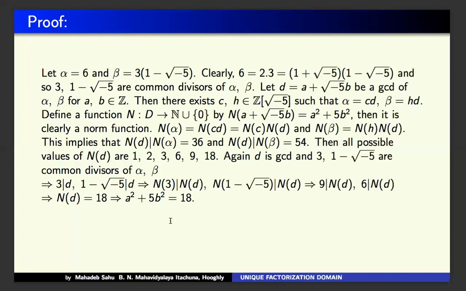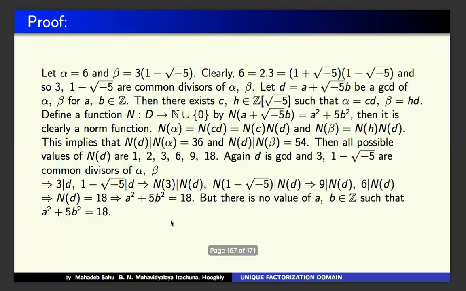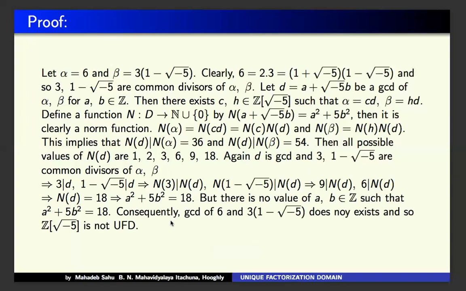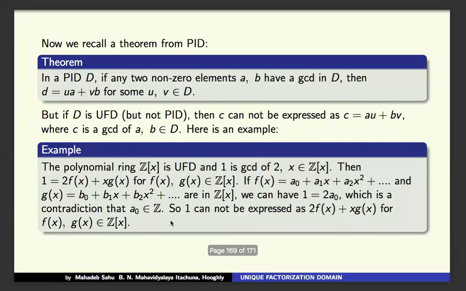Now N(d) means a squared plus 5b squared, and that is equal to 18. And you can't find any value in Z[root minus 5] satisfying a squared plus 5b squared equal to 18, and therefore 6 and 3 into 1 minus root minus 5 have no GCD. You cannot mix this up with a common divisor, but you see it is about the GCD.